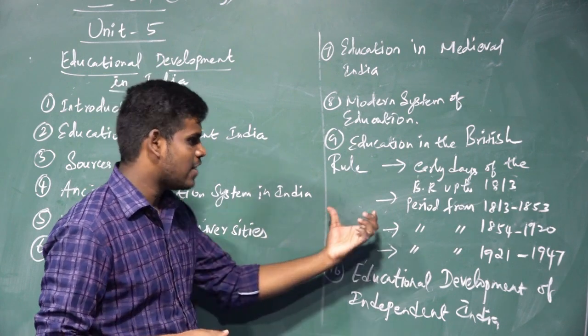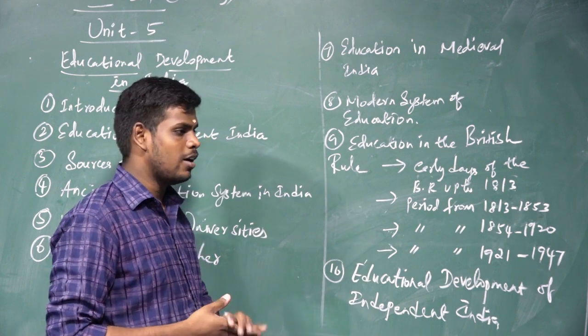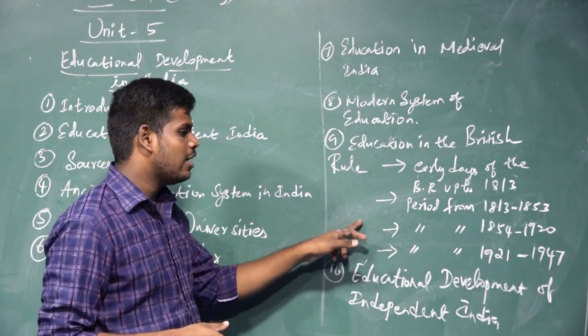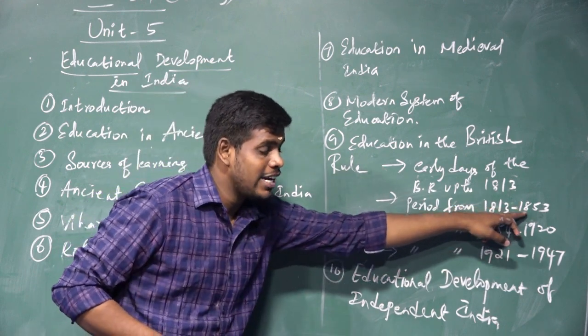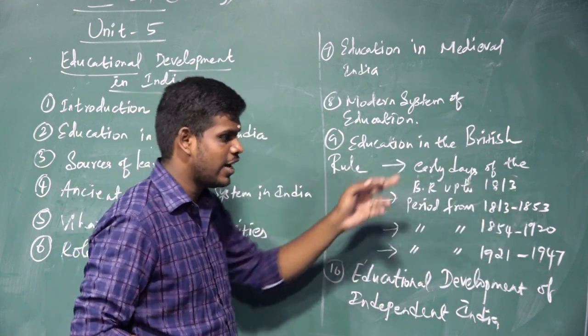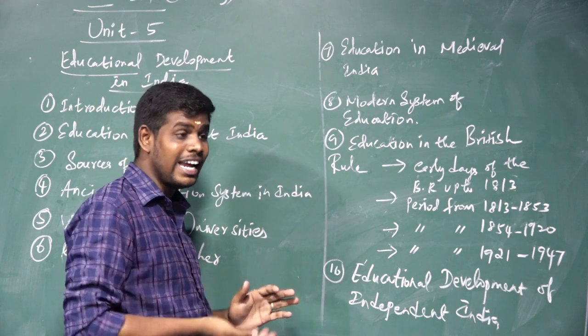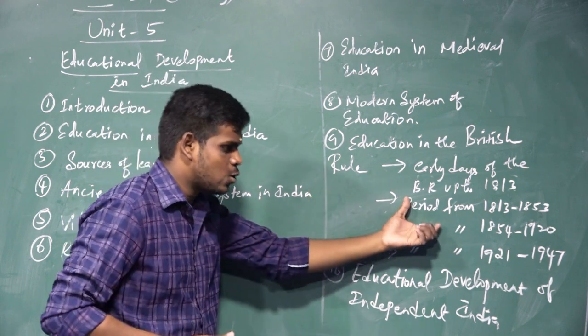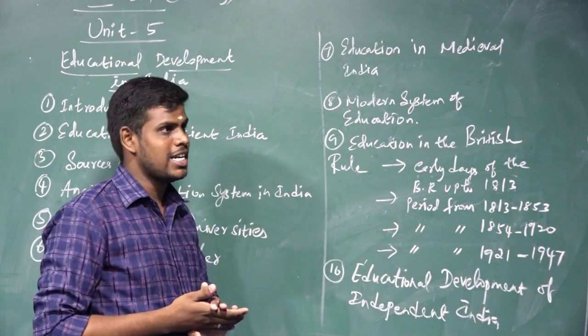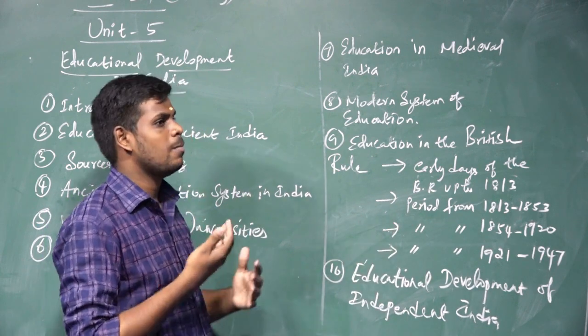The controversies were partially settled by Macaulay's Minute of 1835. Higher education was also re-emphasized, with education aimed at the upper classes. Each province developed education from its own education policy.